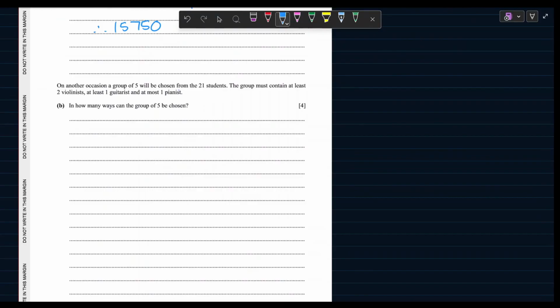On another occasion, a group of 5 will be chosen from 21 students. The group must contain at least 2 violinists, at least 1 guitarist, and at most 1 pianist. Okay, part B, in how many ways can the group of 5 be chosen?